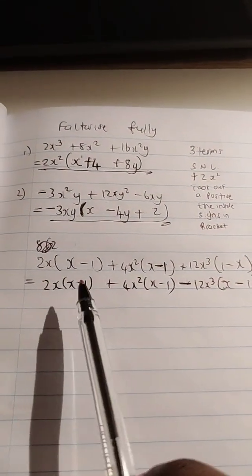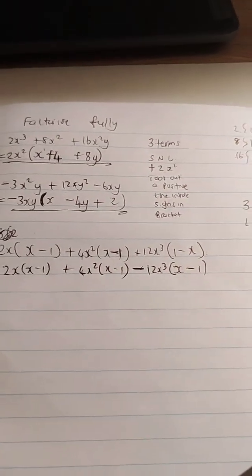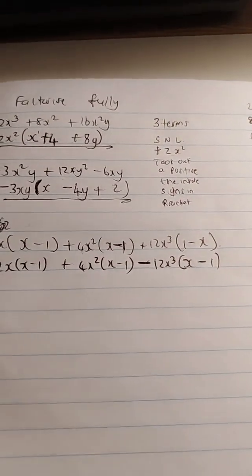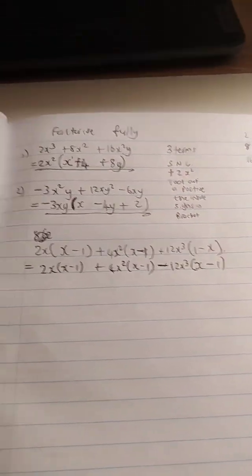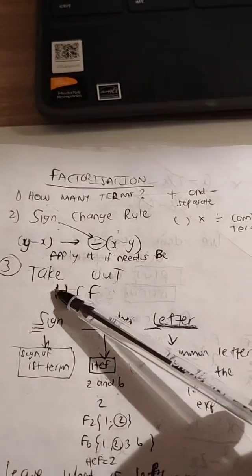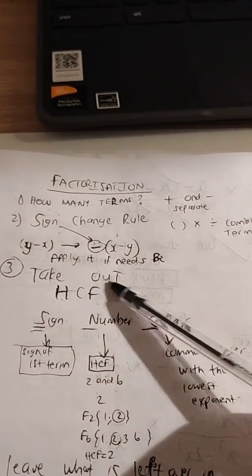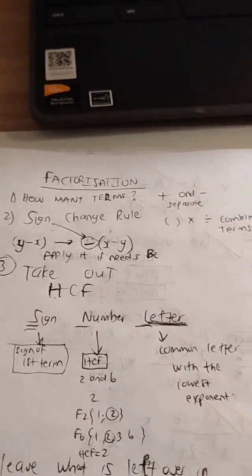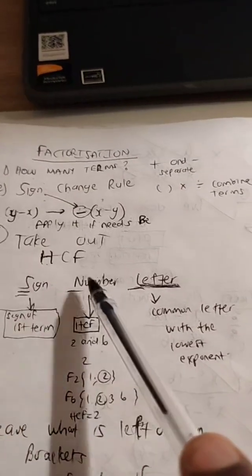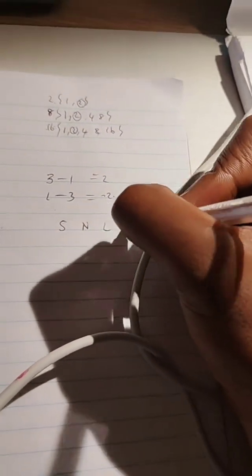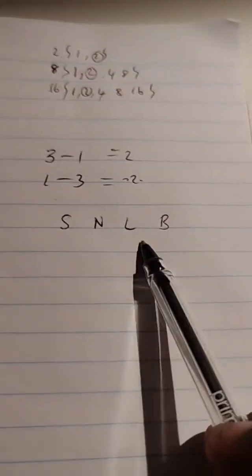Now what do you see? Bracket same, bracket same, bracket same. We have now common brackets, which is great. The next question you are going to ask yourself, having applied the sign change rule: is there any highest common factor? And you take it out. Sign, number, letter, and I'm going to add a fourth letter. Sign, number, letter, B. Highest common factor, sign, number, letter.